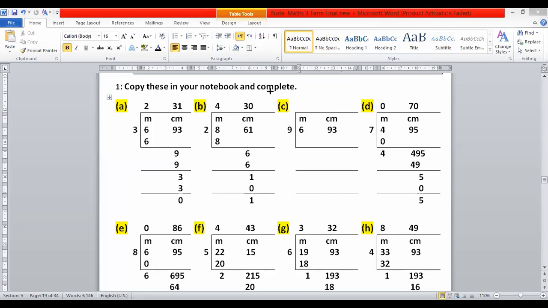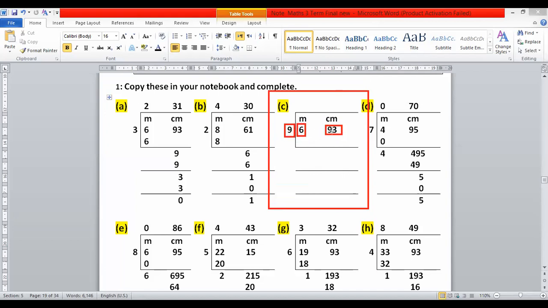Dear students, I am going to solve part C. Part C is very important. It is a little bit different from part A and B. In part C, 6 meters and 93 centimeters are given, and we have to divide 6 meter 93 centimeter by 9.